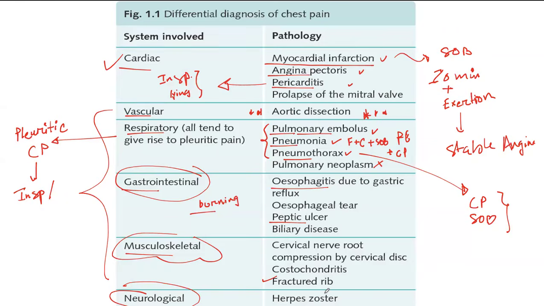Did it make a little bit of sense? We will go in detail about all of them, but I just wanted to give a summary of how to pick up the main causes of chest pain in the exam. Because if you can remember at least this, you will know what kind of chest pain it is. What is the cause of chest pain in this patient? All right?